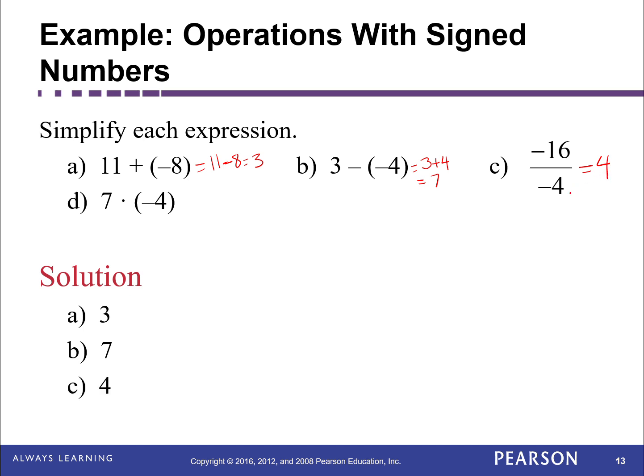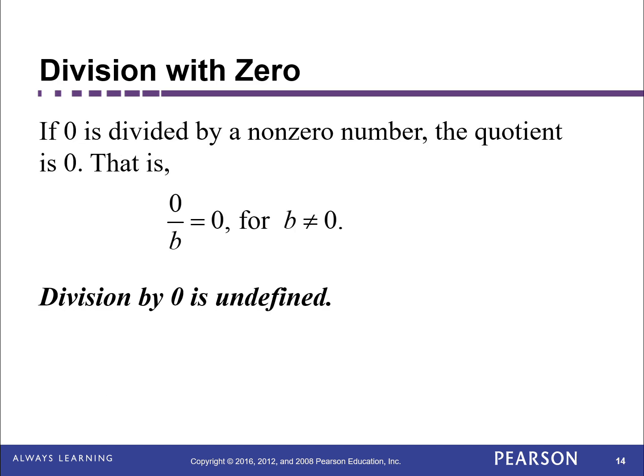For D, 7 times negative 4. Here I have unlike signs. The 7 is positive, the 4 is negative, so it's going to turn out negative. Okay, 7 times 4 is 28. So I should have negative 28.